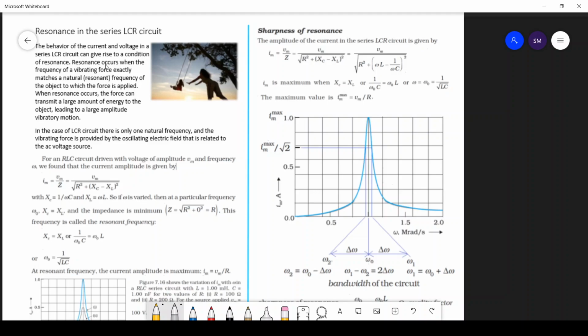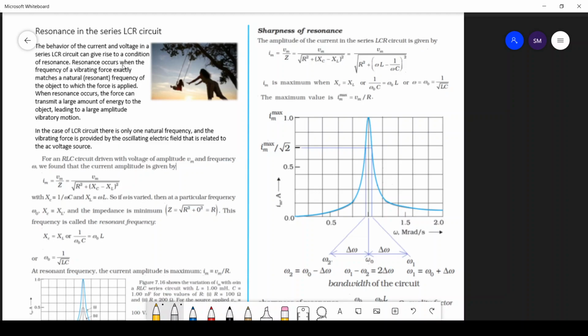Now, in LCR circuit, as we are dealing with AC voltage, the direction and the magnitude of the current and voltage in the LCR circuit keeps on changing, keeps on oscillating, and this gives rise to a condition of resonance that we are going to do now.